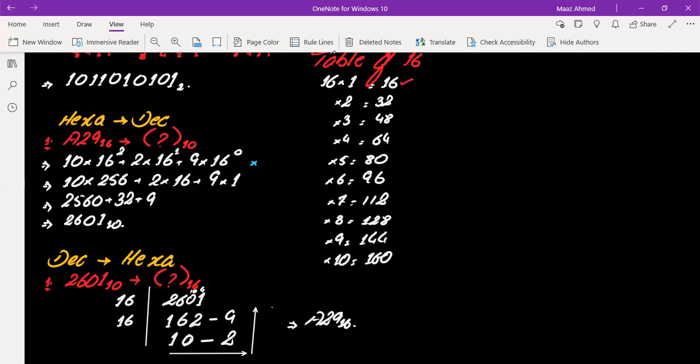Clear till here, guys? Any queries till here? Clear. Sarah, Faria, Ariba.